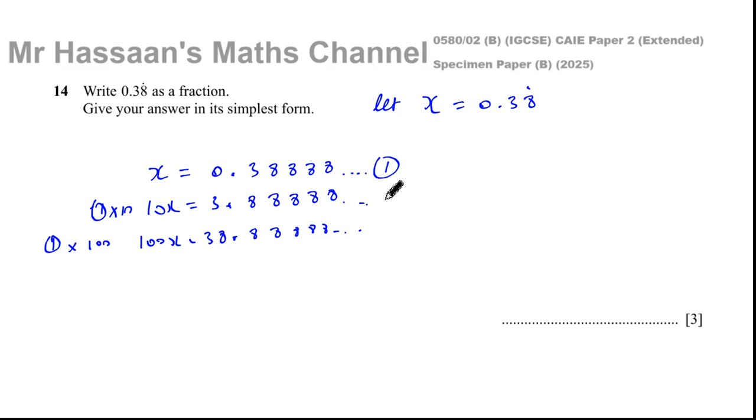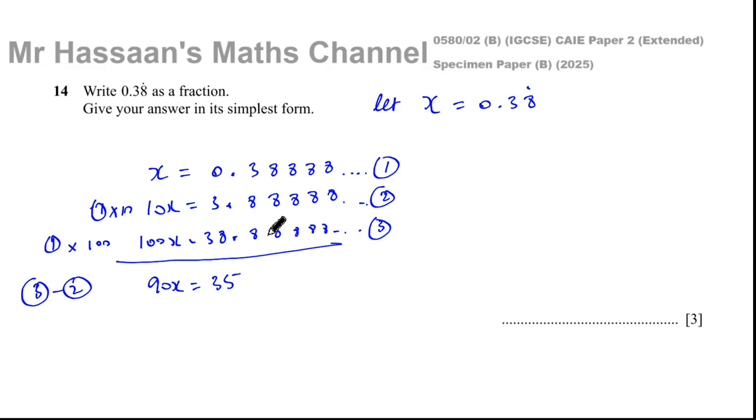I'm going to call these equation 2 and equation 3. The reason this is important is that if I take equation 3 and subtract from it equation 2, then I have 100x minus 10x, which is 90x, equals 38 minus 3, which is 35. And all of the 0.88 decimal parts cancel out. When I subtract these two lines, all of the decimal part will cancel out, because they're exactly the same thing subtracted. And you're left with just these two parts here.